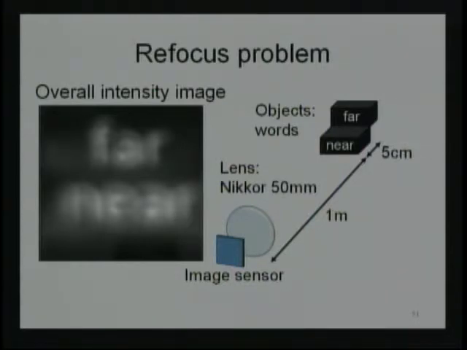So here's what the pure intensity image looks like. You can see it's pretty badly blurred. If you didn't see the stuff on the right, you probably wouldn't be able to read those words very well. Okay, now what happens when I look at the angle responses?